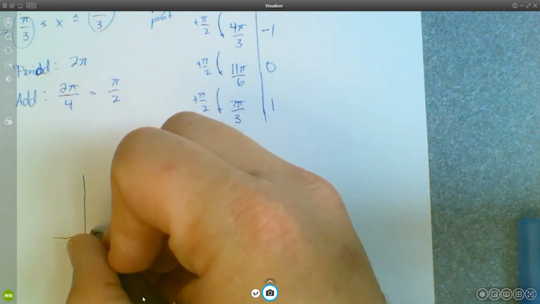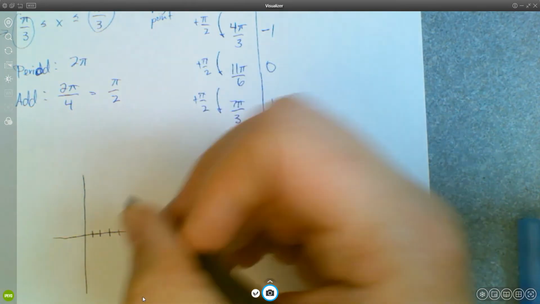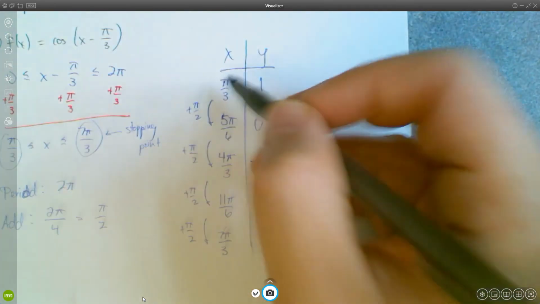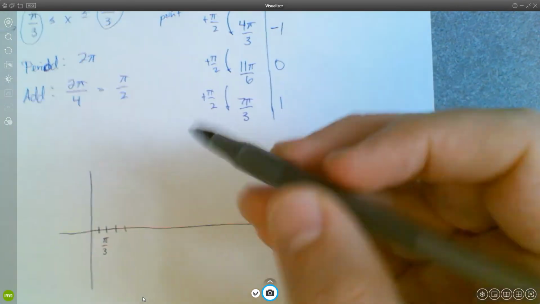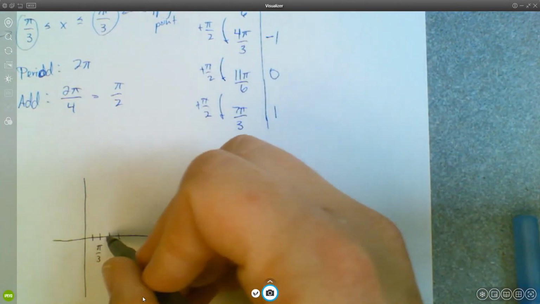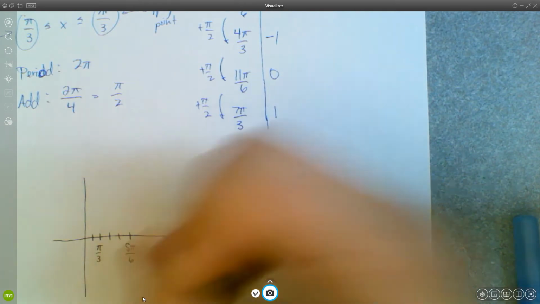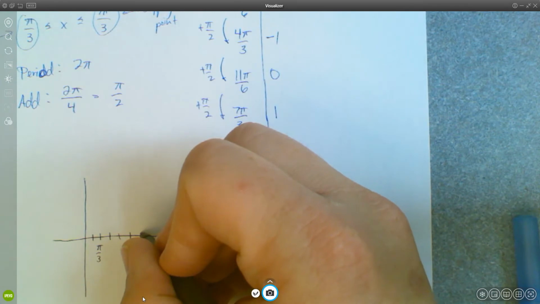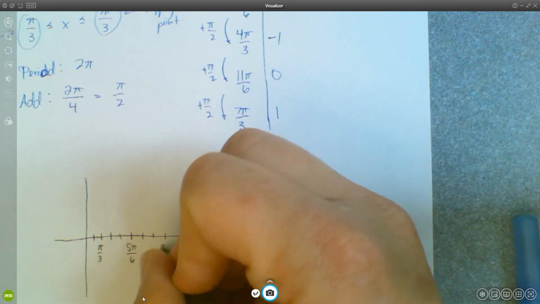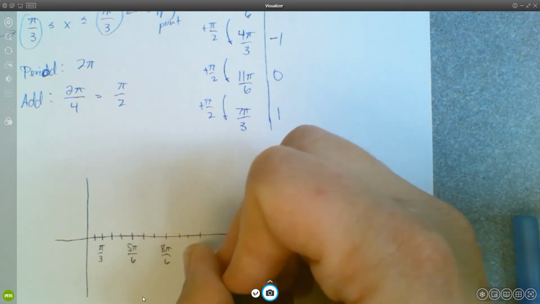So there's 1 pi over 6, 2, 3 pi over 6, 4, sorry, pi over 3 is the same as 2 pi over 6, so pi over 3 would be right there, right? 5 pi over 6, so 1, 2, 3, 4, 5 pi over 6 is here. 4 pi over 3 is 8 pi over 6, so 6, 7, 8 pi over 6. 9, 10, 11 pi over 6.